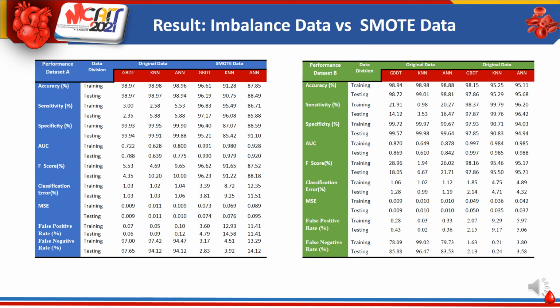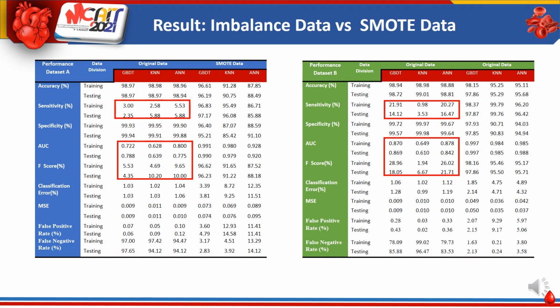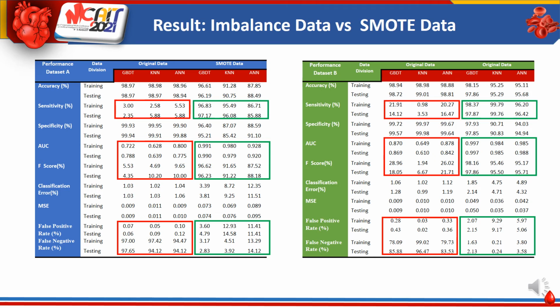Result for imbalanced versus SMOTE dataset. Positive class was labeled as dead. Sensitivity represents predicting deaths. Specificity represents a prediction of survival. Results for datasets A, B, and C are shown on the next page.